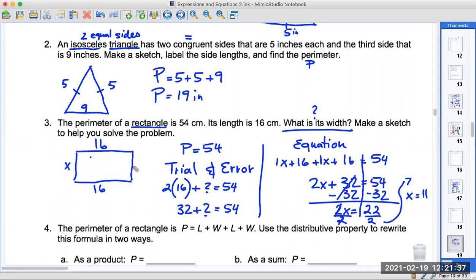So our width has to be 11. And you guys already figured that out by using trial and error. I know that, but I want you to see that equations work as well. 16 plus 16 plus 11 plus 11 has to equal 54, and it does.